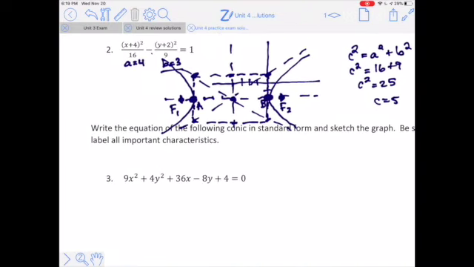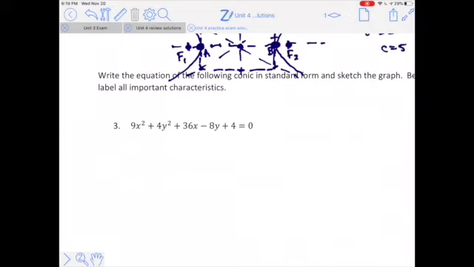All right. Question 3. This is one where you got to complete the square because it's in general form. We know at least it's not a parabola because, well, we're assuming it's not. Let's put it in standard form to find out for sure. I'm going to group the x terms together and factor out the 9, then group the y terms together and factor out the 4, and then move this 4 to the other side, make a -4.